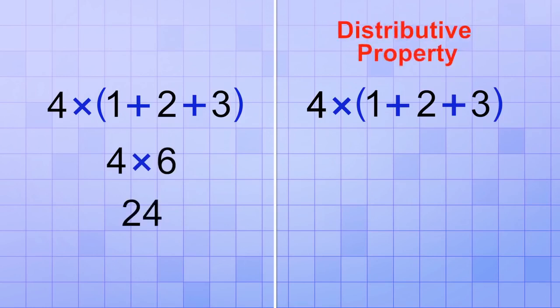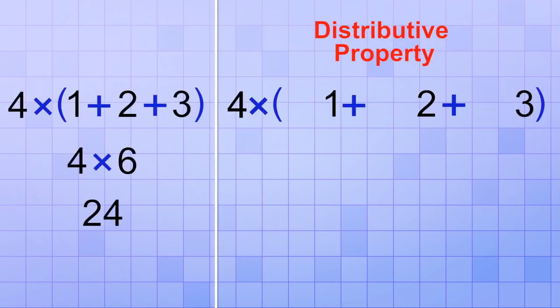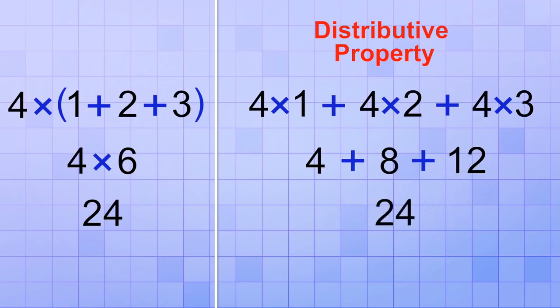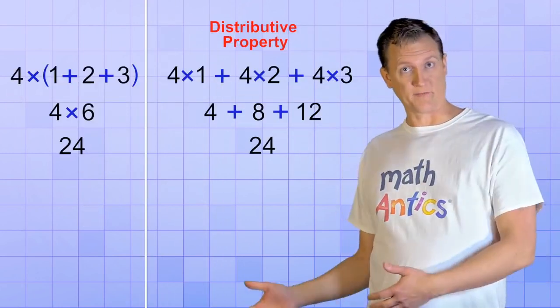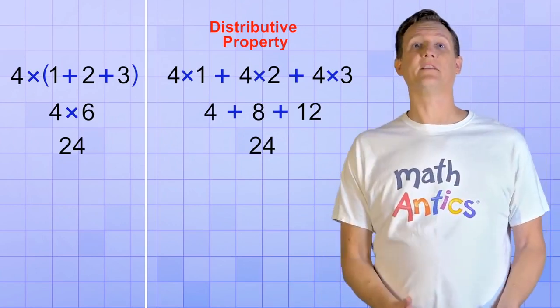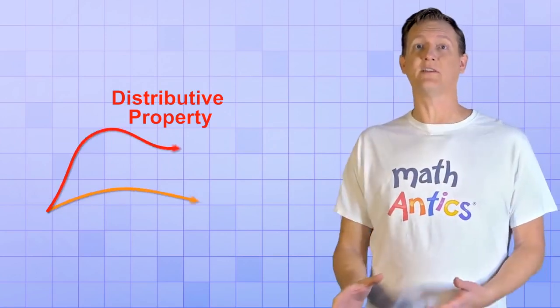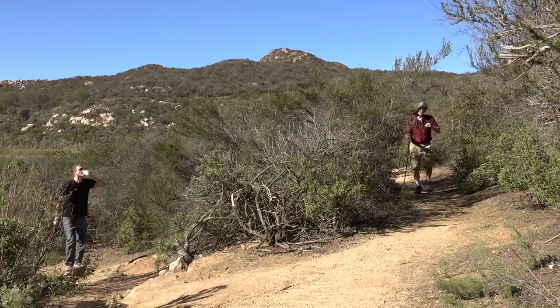Now, let's use the distributive property. We distribute a factor of 4 to each member of the group, which makes the group go away and allows us to do those multiplications individually. 4 times 1 is 4, 4 times 2 is 8, and 4 times 3 is 12. Finally, we add up those 3 individual answers. 4 plus 8 is 12, and 12 plus 12 is 24. See, the distributive property gave us another way to arrive at the same answer. It's like the distributive property is an alternate path that you can take to arrive at the same point.